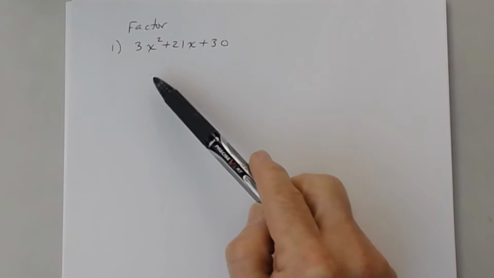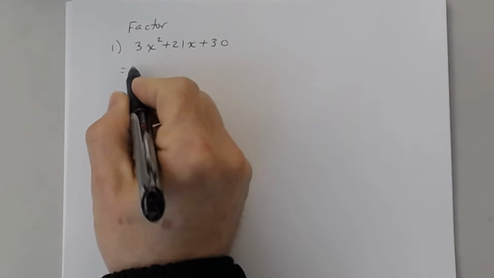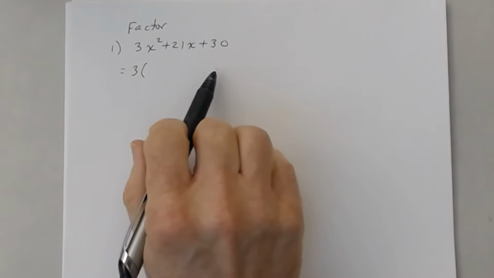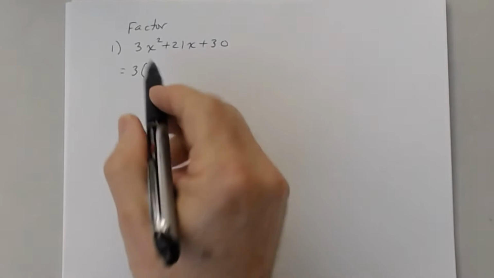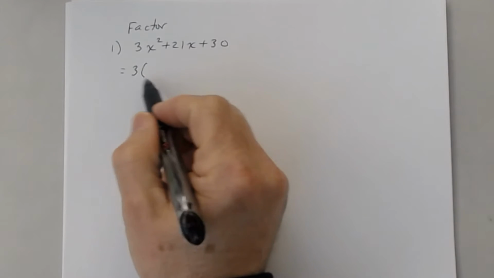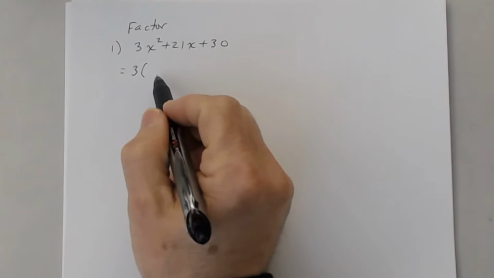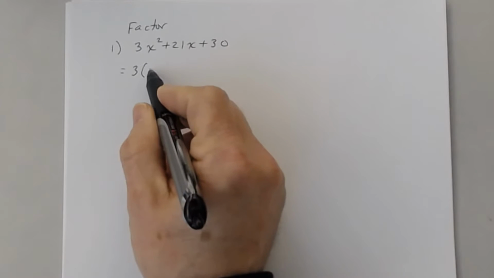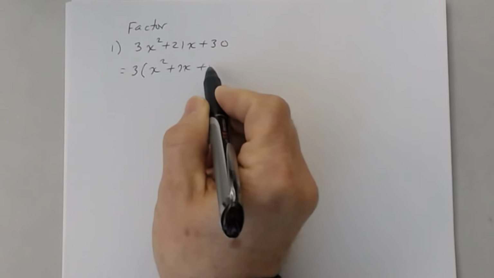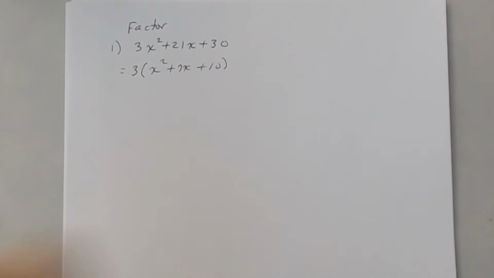Factor out the 3. Okay, so you're going to write this as 3 times, in parentheses. Now there are 3 terms here, so you better have 3 terms inside the parentheses. And you can always check by distributing. So 3 times what is 3x squared? x squared plus 7x and then plus 10. Okay.